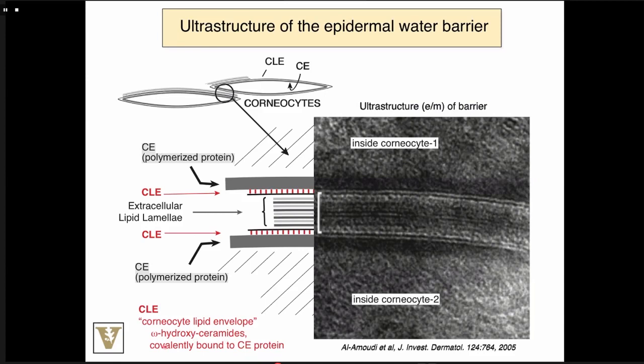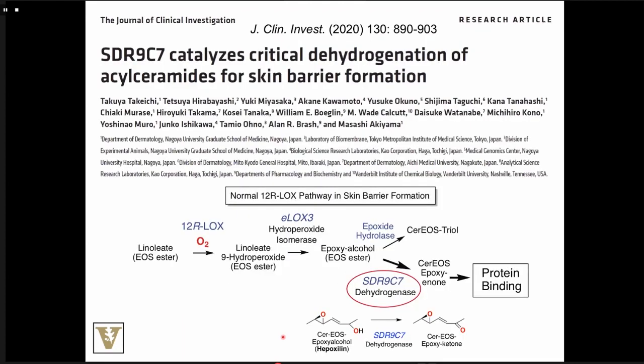This covalently bound ceramide layer is called the corneocyte lipid envelope. And it's composed of EOS-like ceramides covalently bound to the protein coat. And that forms an intact barrier, and the covalently bound ceramides are missing when the lipoxygenase is knocked out. So here's what we found very recently in collaboration with Professor Akiyama and colleagues in Japan.